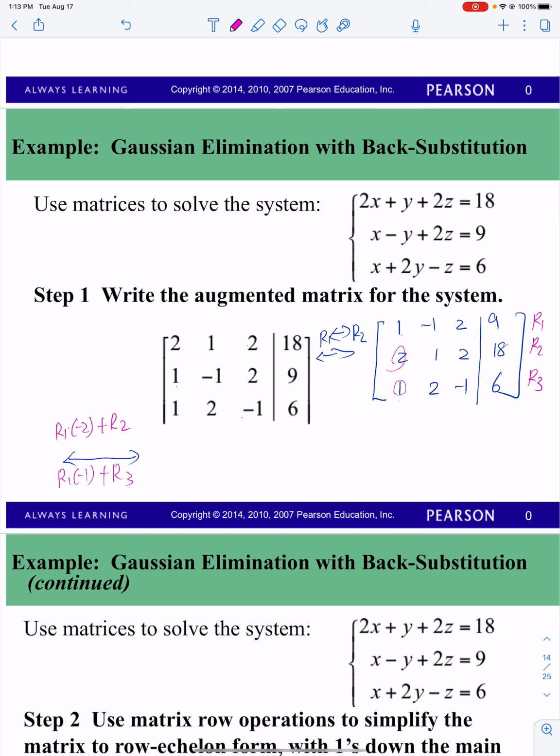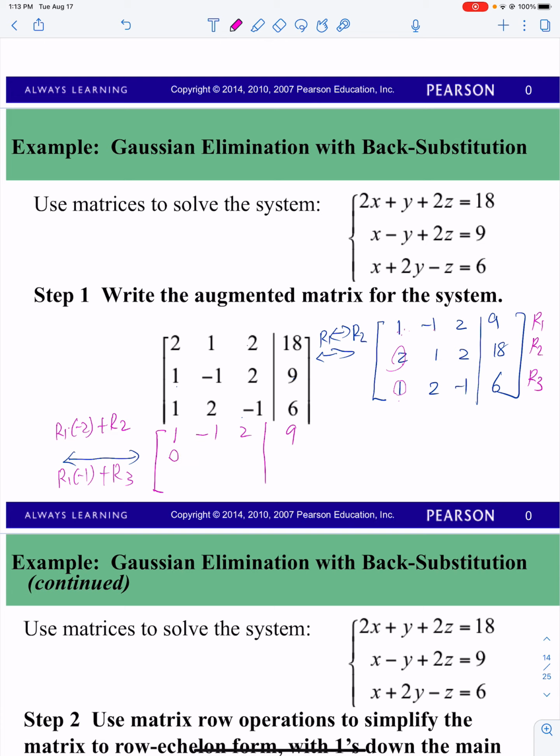Okay, so in order to save some space, I will do it together. So R1 negative 2, what do we have? So R1 you stay the same, yeah? 1, negative 1, 2, and 9, yeah? 1 times negative 2 is what? Negative 2, so it becomes 0.